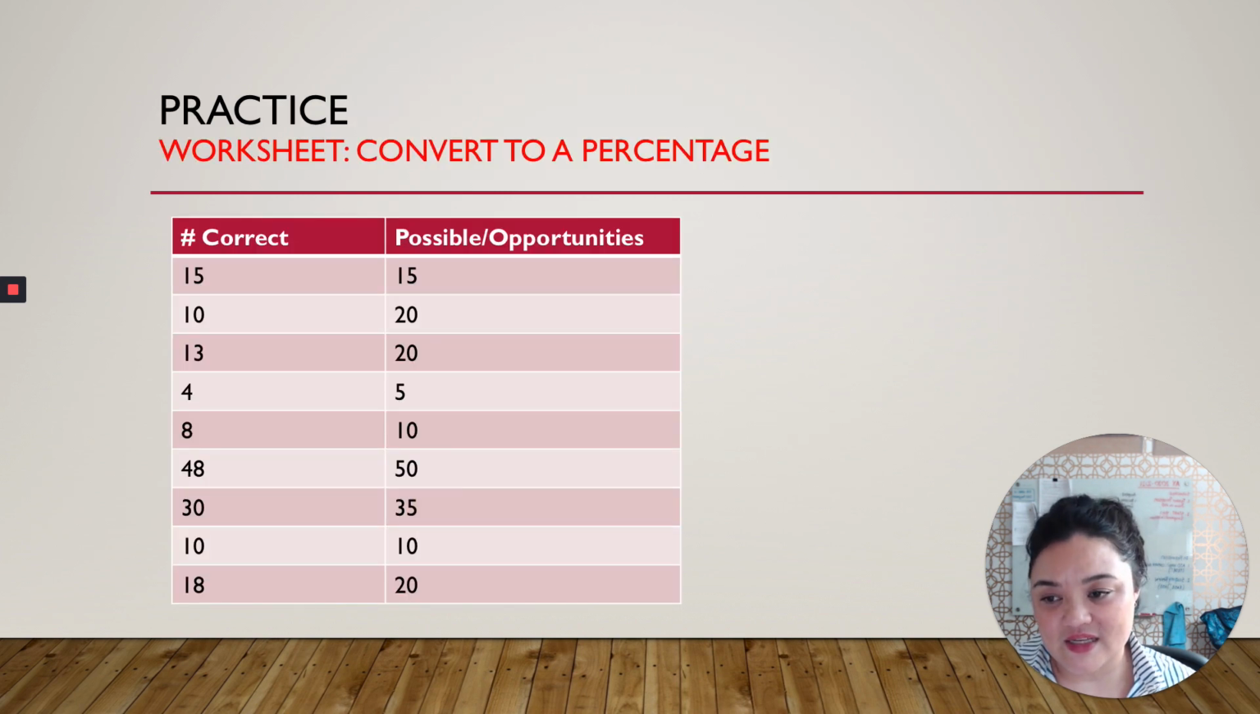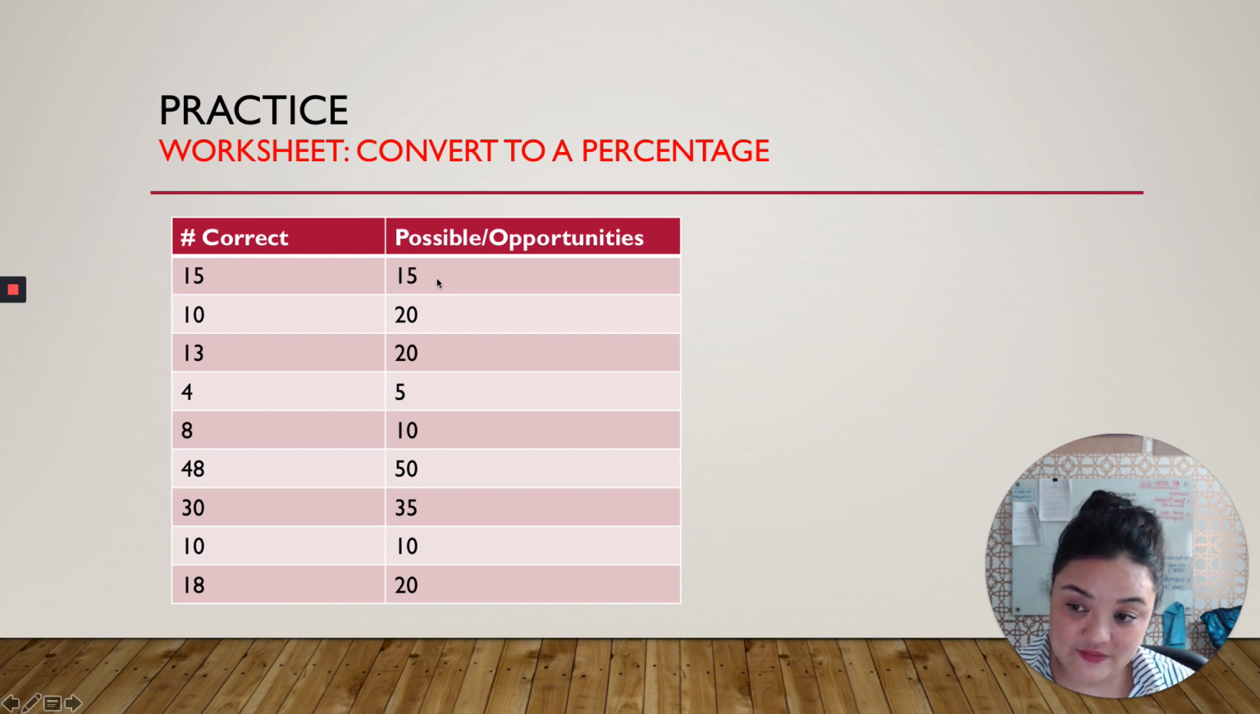Okay, so in this example here, I'm going to need to calculate a percentage because you see that the number of opportunities varies. It varies anywhere from 5 to 50. So graphing just the correct responses is not meaningful in this case and would be misleading. Okay, so in this case, I do have to convert to a percentage. So on day 1, this would be 15 over 15 or 100%. Okay, the second time would be 10 divided by 20, which equals 50%. Right, so you just take the numerator divided by the denominator times 100.